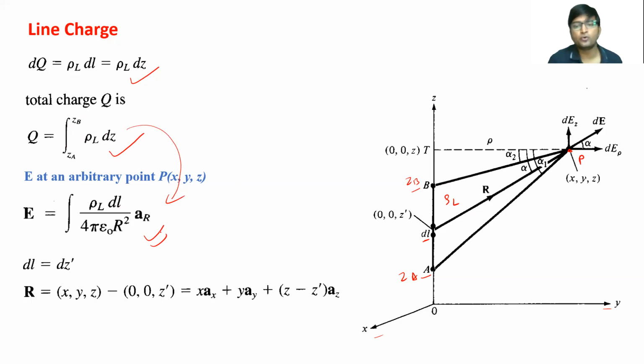But before going forward, we first have to calculate the expression for R, because for this line element dL and this point P, which is represented by x, y, z, you have to calculate the vector R. So this is a vector R. So what will be the vector R? It will be the subtraction of this point and this point, right? So this is what is written here in this line: x, y, z minus 0, 0, z dash, because this dL point is represented by 0, 0, z dash. So you will get this expression.